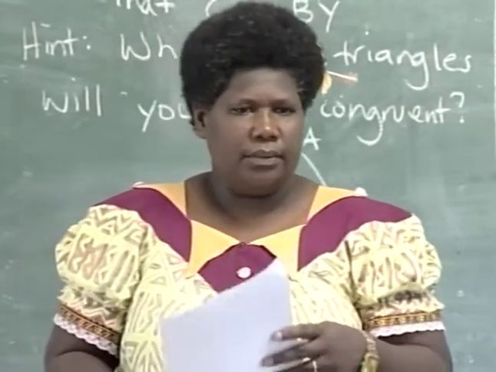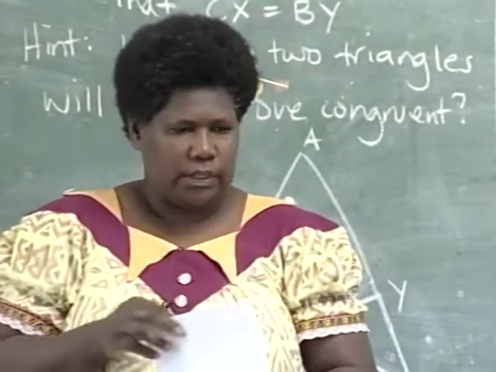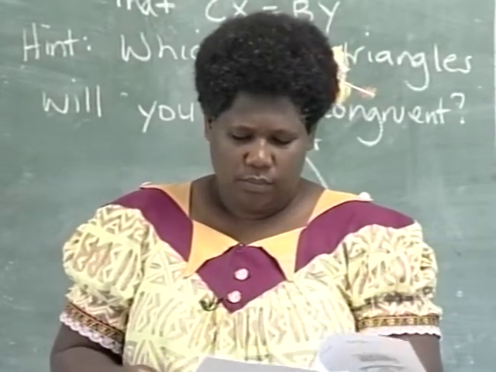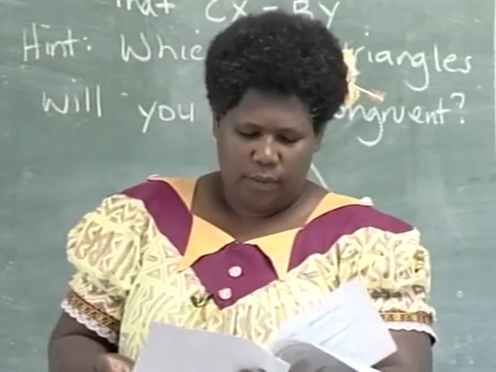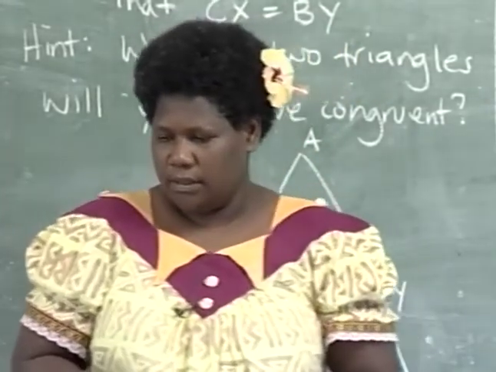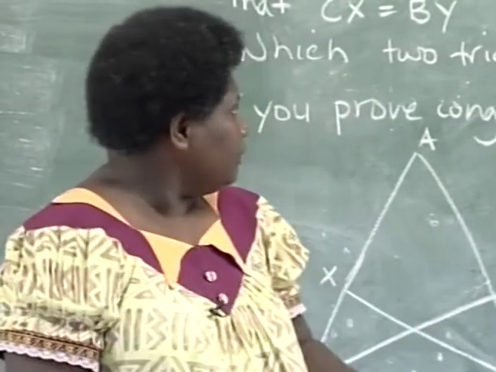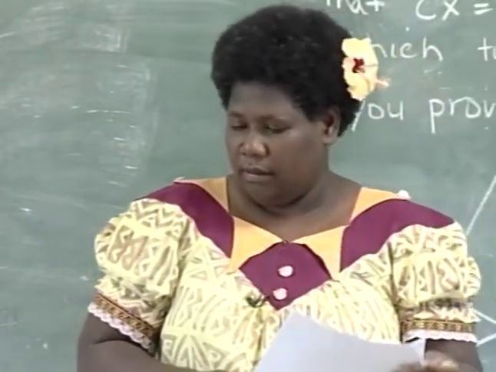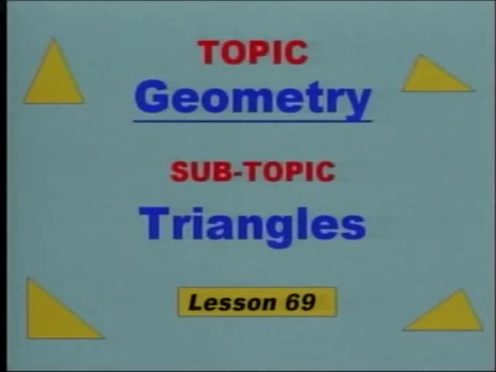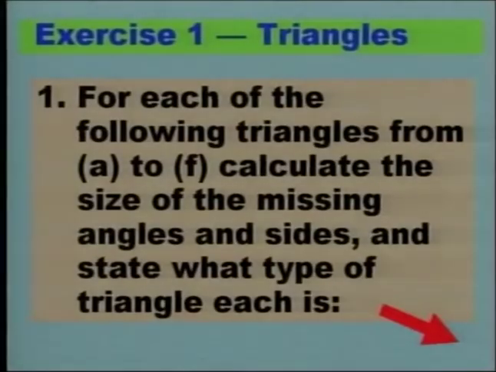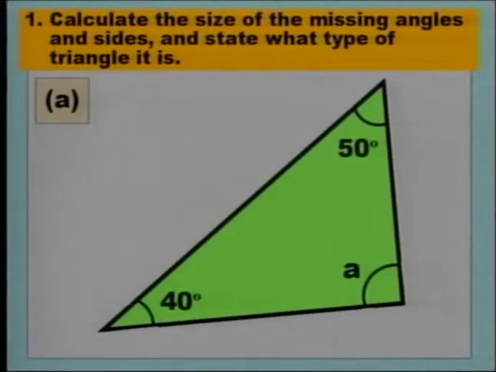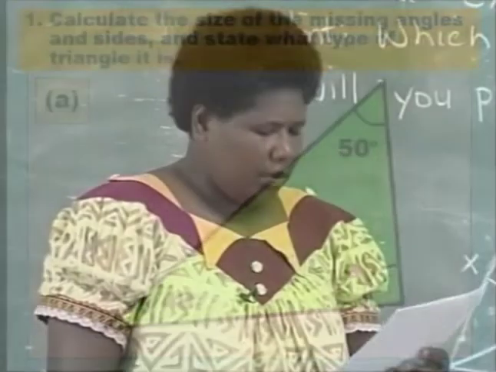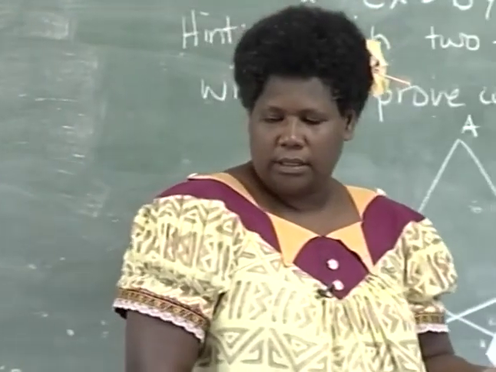All right, then in today's lesson, we are going to look at the homework you were given, questions 1 and 2. And then we will continue with the exercise, and you will do questions 3, 4, 5, and 6. Okay, the exercise is still on triangles, and you are to calculate the size of the missing angles and the sides. And you are also to state what type of triangle each triangle is.